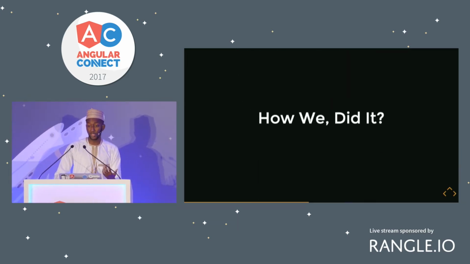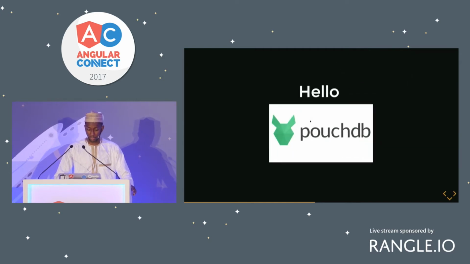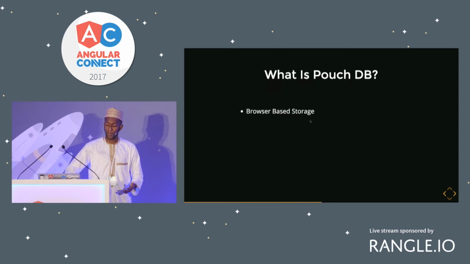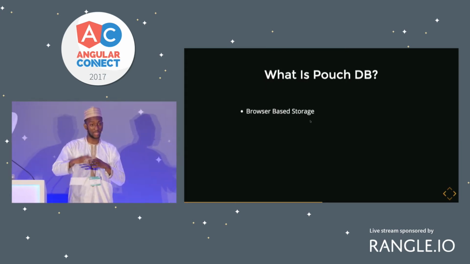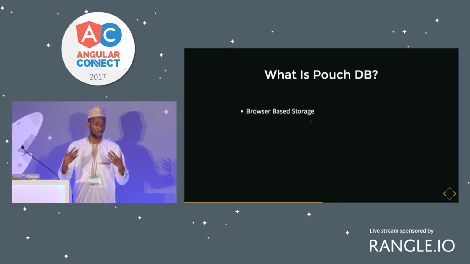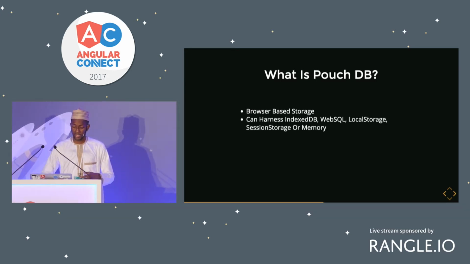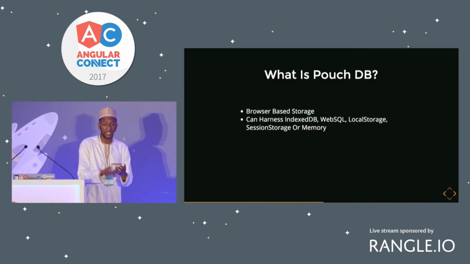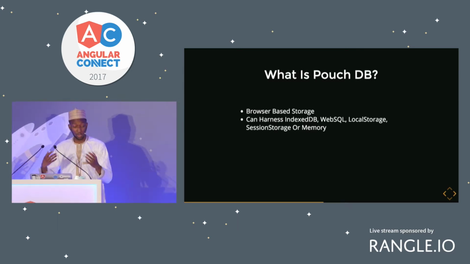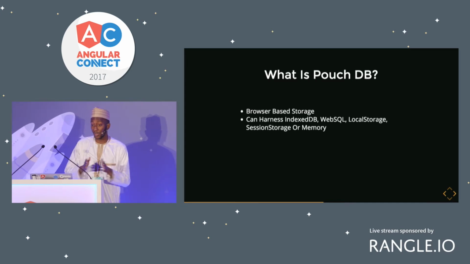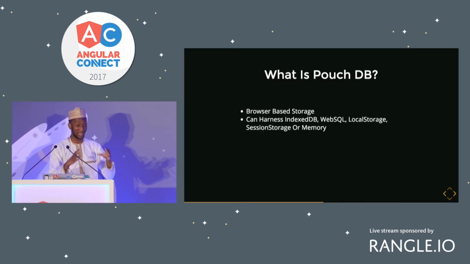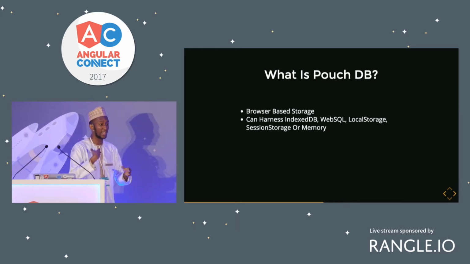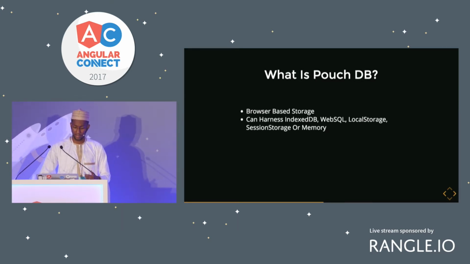So how did we solve that particular problem? We used PouchDB. Now, what is PouchDB? PouchDB is basically a front-end technology that sits on the client side. It's a browser-based storage system. You can configure it to harness IndexedDB, WebSQL, local storage, and session storage, depending on your use case, or even in memory. It creates a client-side database that you transact with via JSON, and you just work with that.